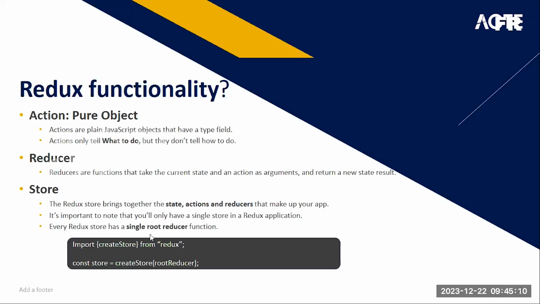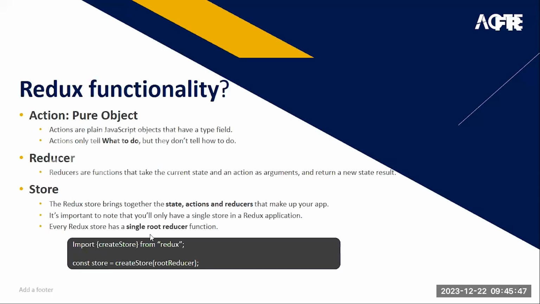That is called a pure object. So actions are plain JavaScript objects that have a type field. That type field contains the actions, meaning which type of action you are going to perform. Actions only tell what to do, but they do not tell how to do it. How it can be done depends only upon your types, and it depends on the reducer.